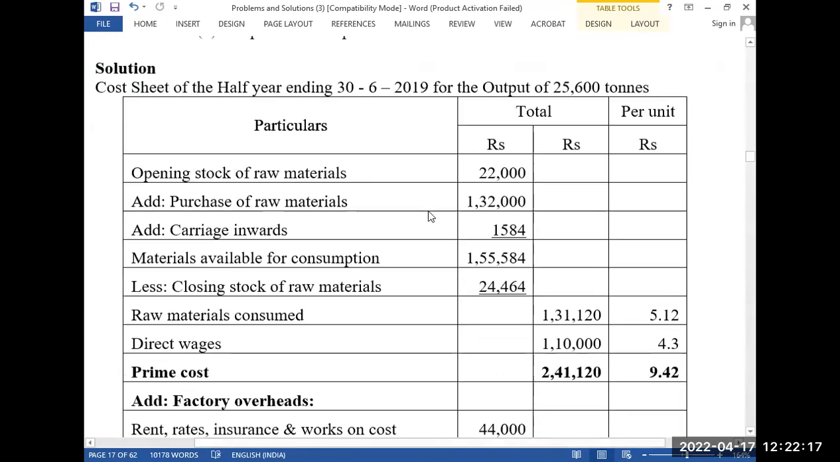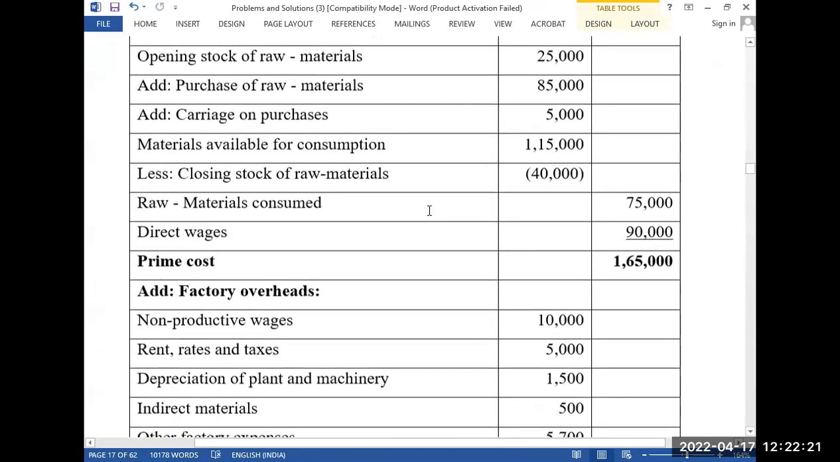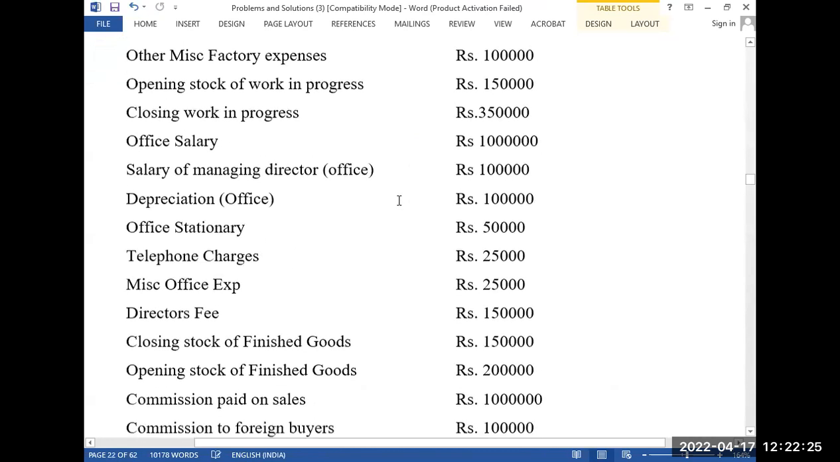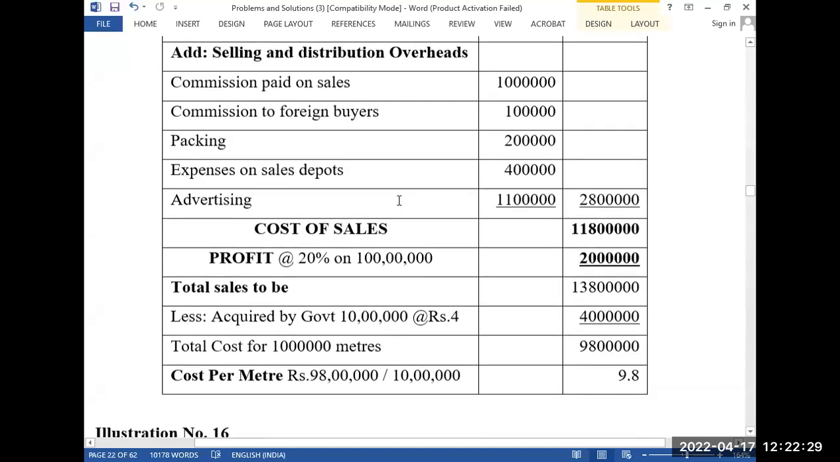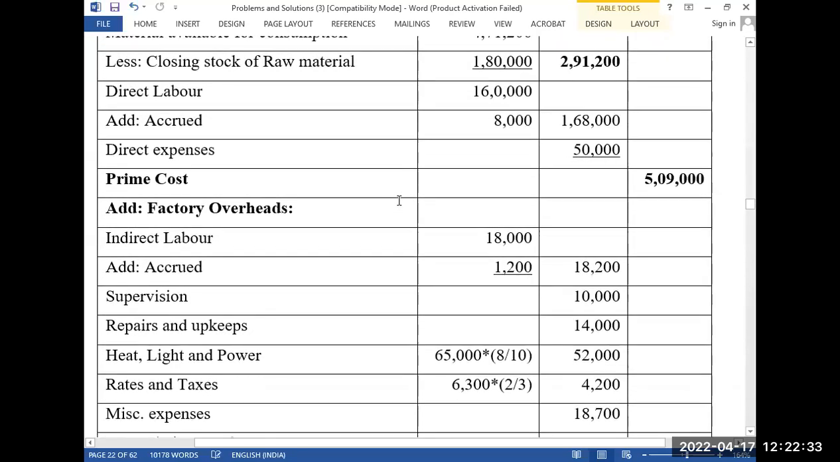Any doubt in this? There are so many questions. You can just go through this. It is there in your LMS. This will give you comprehensive preparation of cost sheet. No other units are like this. This unit is having a lot of questions. It's already there. I just downloaded it from LMS.